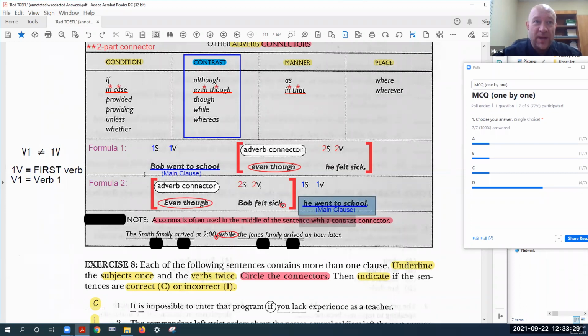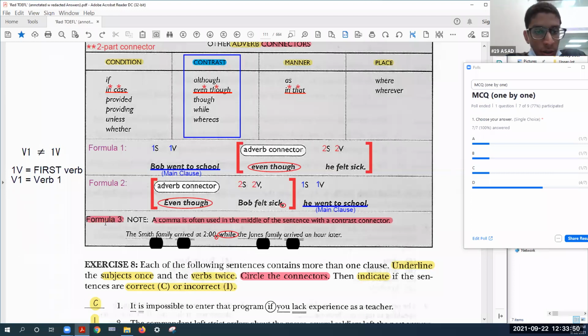And what do we have over here? This is the dependent, the child clause. Now, guess what? We did this yesterday in skill 7, but now we have an extra formula. Assad, what do you see? What formula does it say? Formula 3. Go ahead.